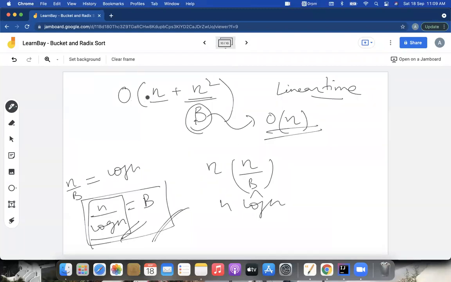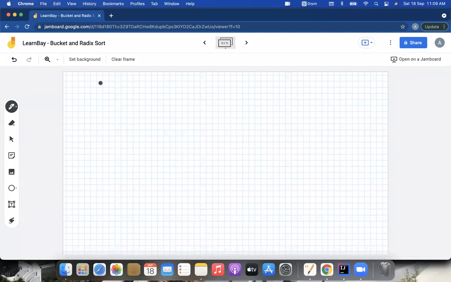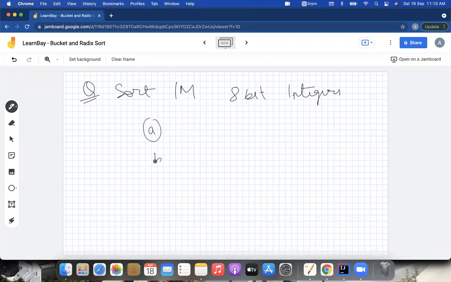So now let's move to a very basic and a very interesting problem. I need you guys to interact on chat for this. So the question is: sort 1 million 8-bit integers. And your options are: you can use some variation of bucket sort to solve this.